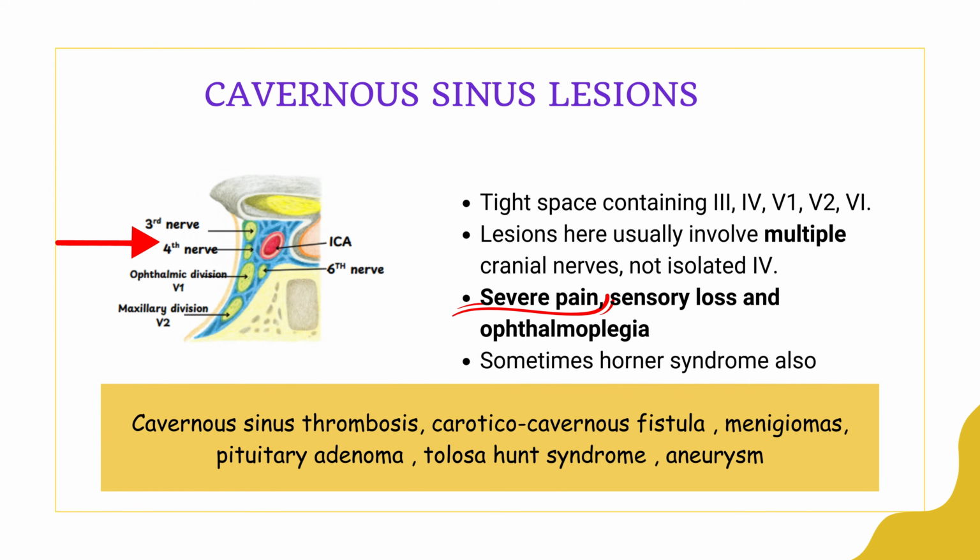Pain also is an important feature here, often severe retroorbital pain. Sensory loss occurs over the area of the forehead, cornea, and cheek. Why? Because of the trigeminal involvement. Ophthalmoplegia because of multiple extraocular muscle palsy. That means not just the superior oblique but also other muscles supplied by the third cranial nerve will get affected. And if the sixth cranial nerve gets affected, even the lateral rectus will get palsied. Horner syndrome due to disruption of the sympathetic fibers, resulting in ptosis and miosis.